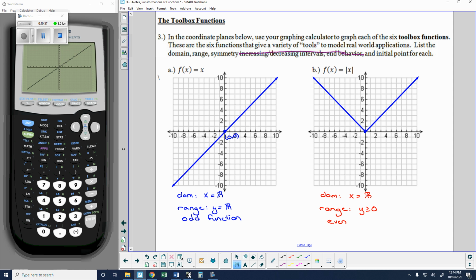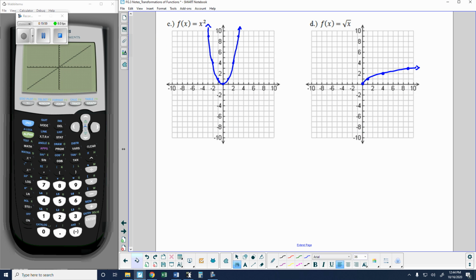This function is an even function. So it has symmetry about the y-axis. Its initial point is also 0, 0. So where it changes from decreasing to increasing is at 0, 0. That's going to be the initial point that eventually we'll use for transformations. Going on to C.